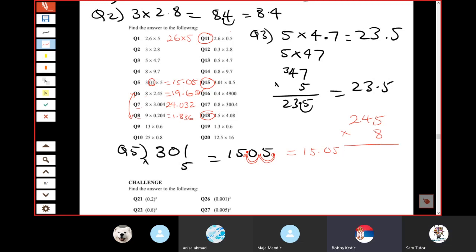Alright. Okay. I'll write the answers. Let me know if you want me to go through them. 2.6 times 0.5. First answer looks like it's 1.3 or 1.30. Yep. 1.505.